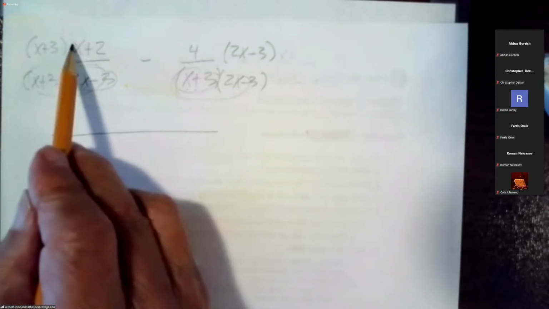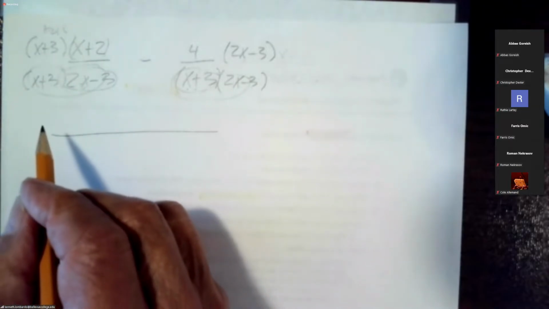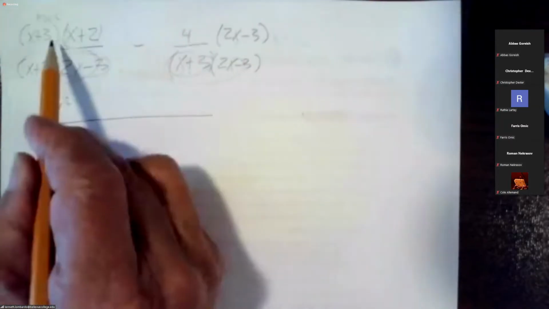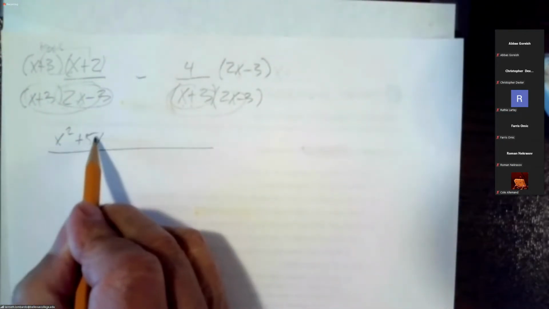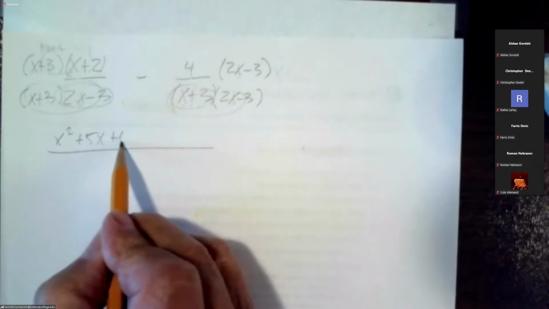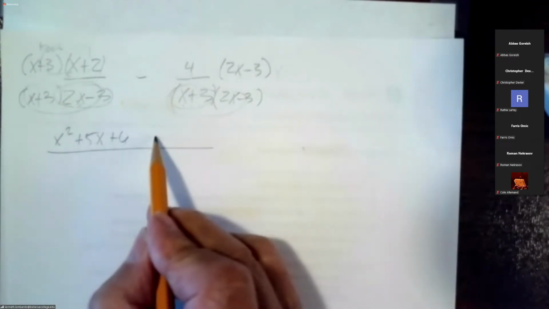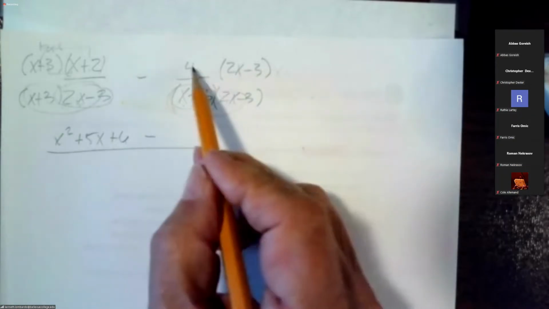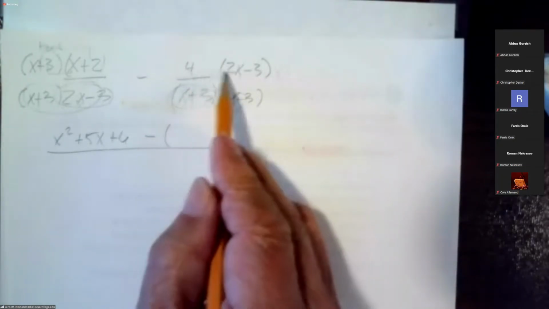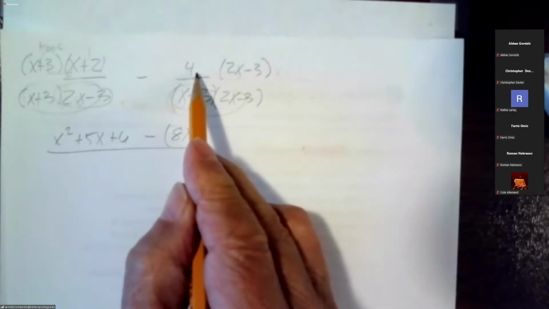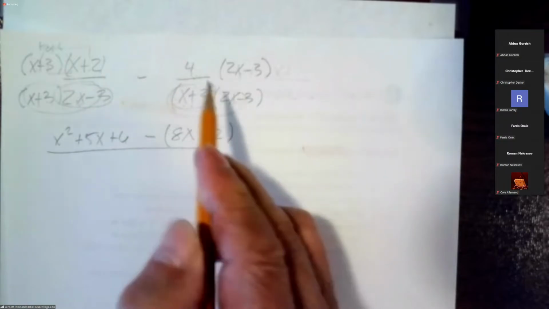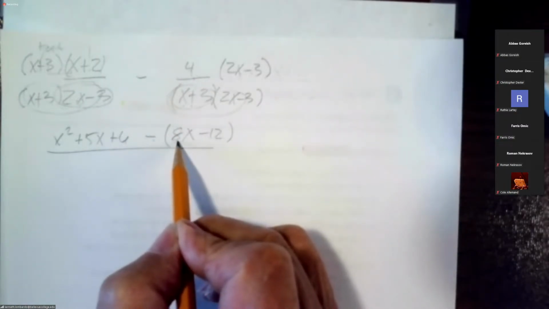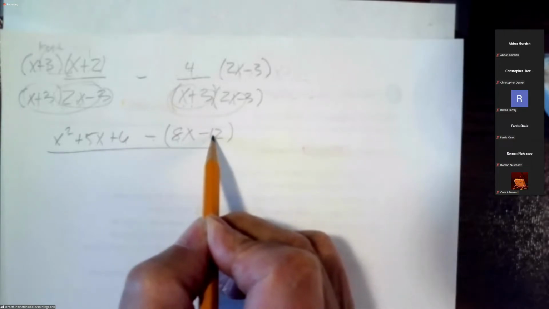For the numerator, I'm going to FOIL this thing, aren't I? So x times x is x squared. Outer is 2x, inner is 3x, so that's plus 5x. And last is 6. And from that, we want to subtract 4 times 2x, that's 8x. And 4 times 3, that's going to be a negative 12, isn't it? So it's a negative 8x, negative 12.